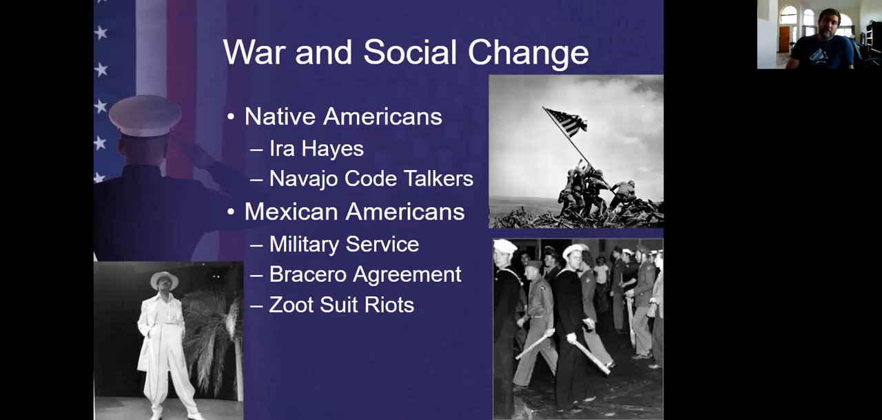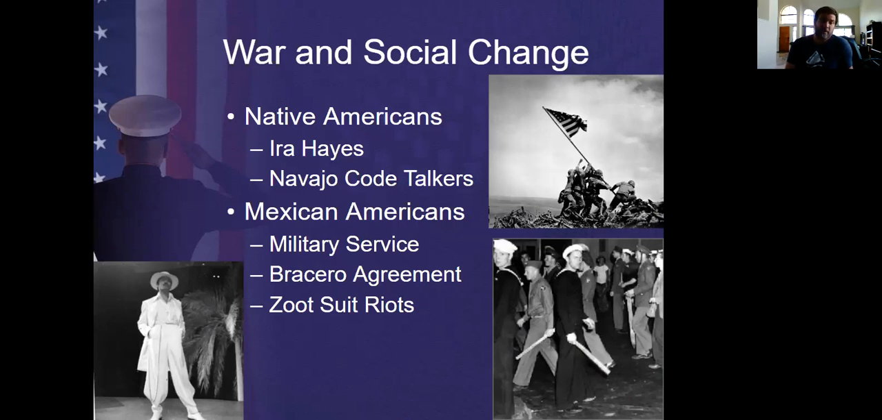For Mexican Americans, a larger percentage served in the military than any other group. Now, again, that doesn't mean that more Mexican Americans served in the military than any other group, but as a percent of their population, more served than any other group. And a big part of that was that the Mexican American population desired to use World War II to make significant gains for themselves and their status in society.